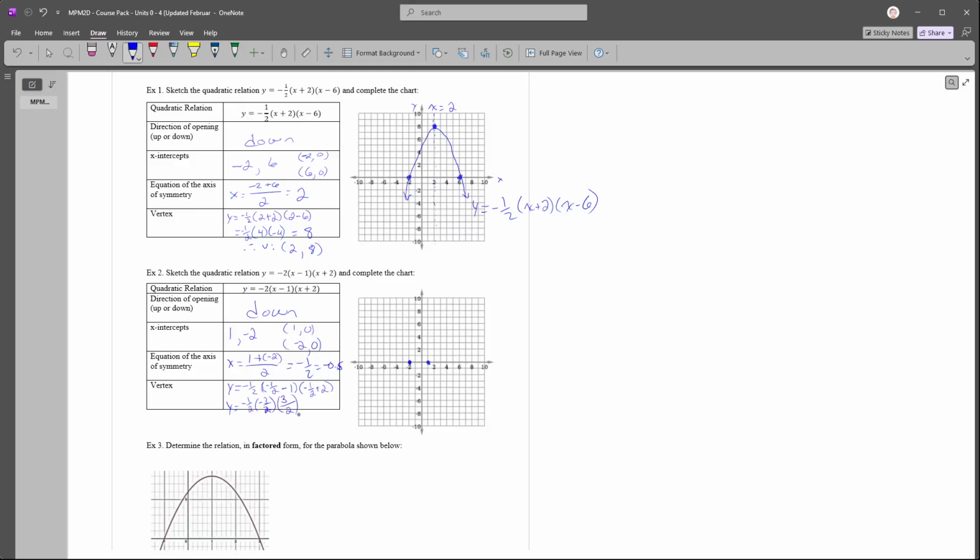So what did we end up with here? What do we actually get? We have negative 1 times negative 3 gives us 3, times 3 gives us 9. Okay? And we end up with 9 over 2. Yes, 9 over 2. There we go.